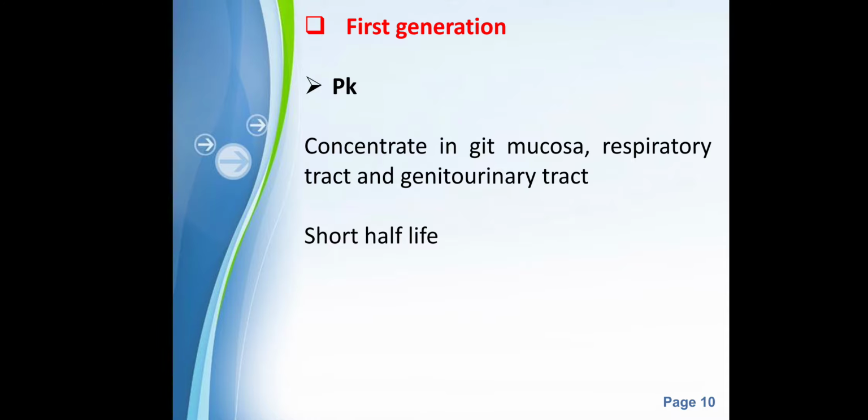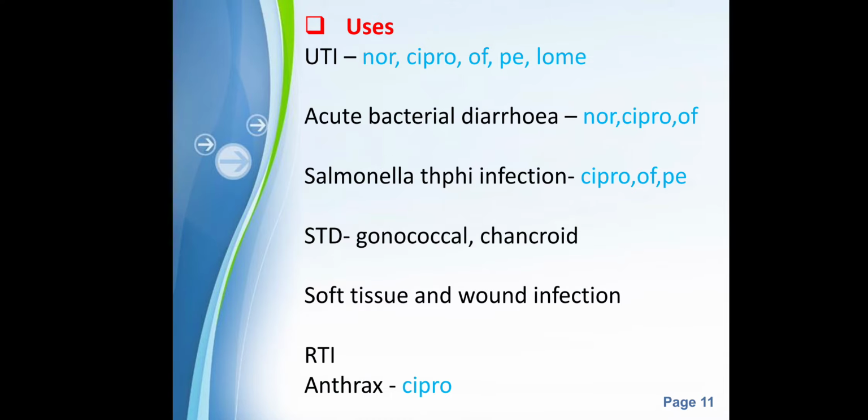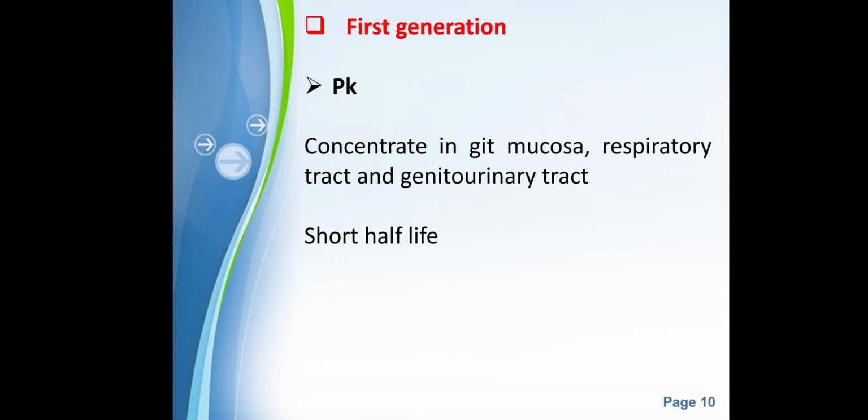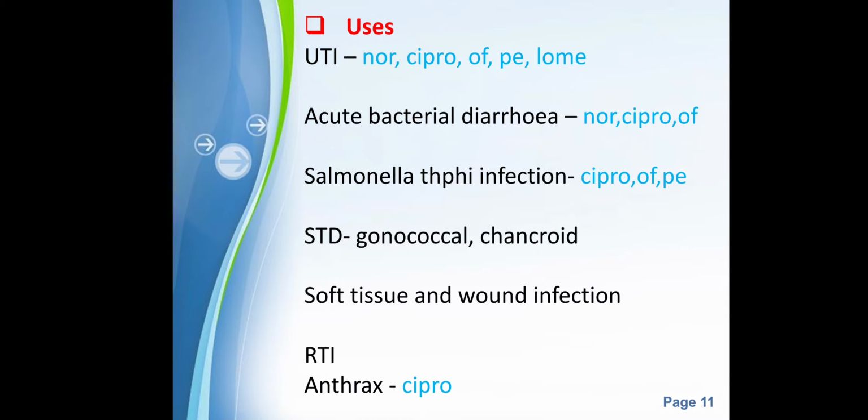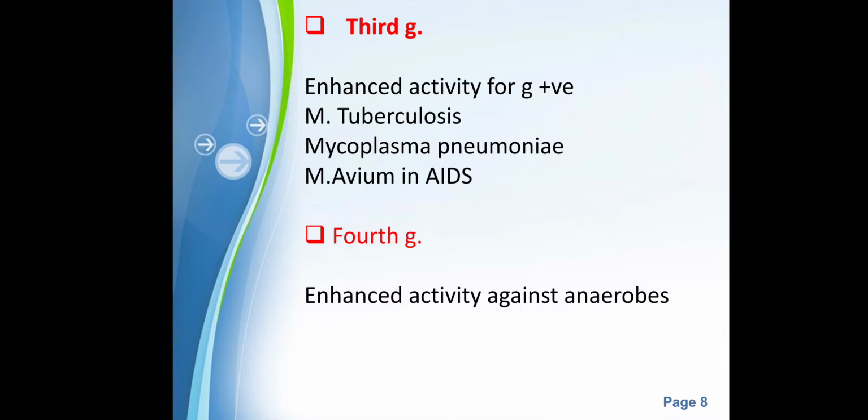So depending upon this distribution, depending upon the spectrum, there will be the use. As it is more concentrated in the genitourinary tract, GI mucosa and respiratory tract, obviously the uses will be like that only. So they are useful in UTI, diarrhea, Salmonella typhi infection, that is typhoid, then sexually transmitted diseases, soft tissue and wound infection. Another way to remember uses is to remember the spectrum, right?